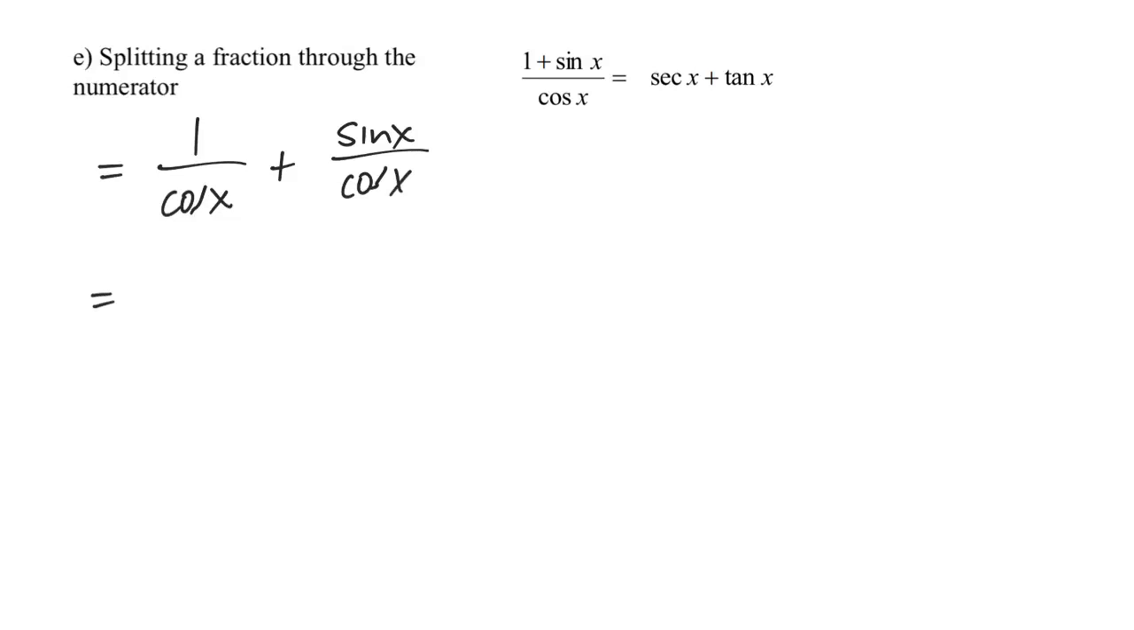And now, looking at the target, I need this to say secant x. Well, I know that 1 over cosine x is secant x by a reciprocal identity, plus tangent x, and I know that sine x over cosine x is tangent x because of a quotient identity. And so we were able to get there just in 2 lines by splitting through the numerator first and then using our basic trig identities to get to the right-hand side.